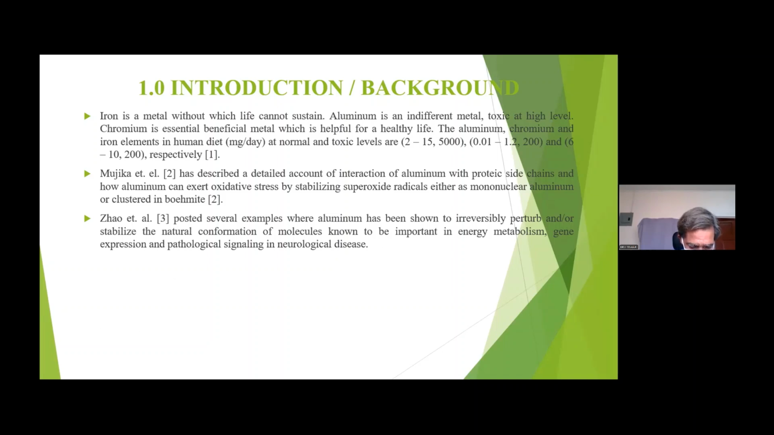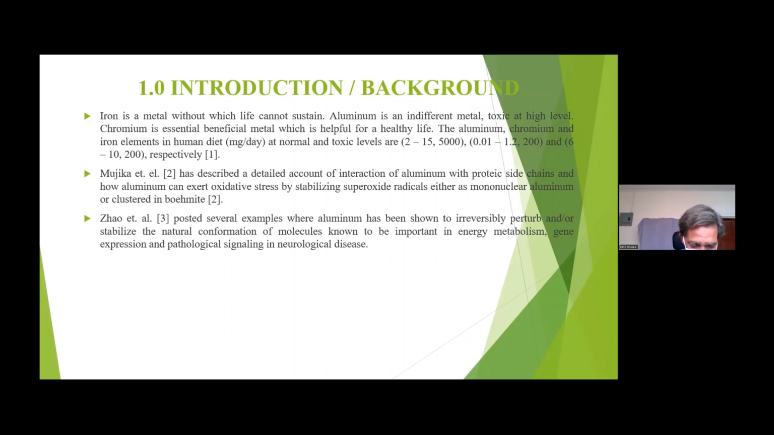Mujika et al., reference number 2, have described a detailed account of the interaction of aluminum with protein side chains and how aluminum can exert oxidative stress by stabilizing superoxide radicals, either as mononuclear aluminum or clustered in biomimetic systems. Howe et al., reference number 3, posited several examples where aluminum has been shown to irreversibly perturb and or stabilize the natural conformation of molecules known to be important in energy metabolism, gene expression, and pathological signaling in neurological disease.